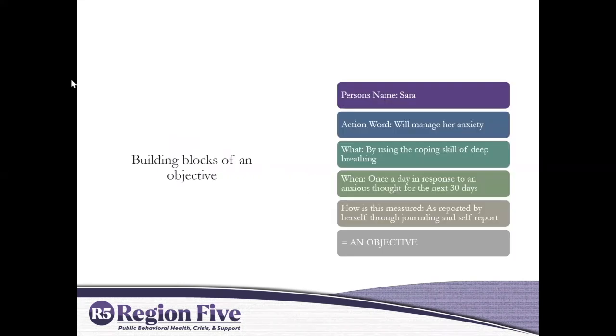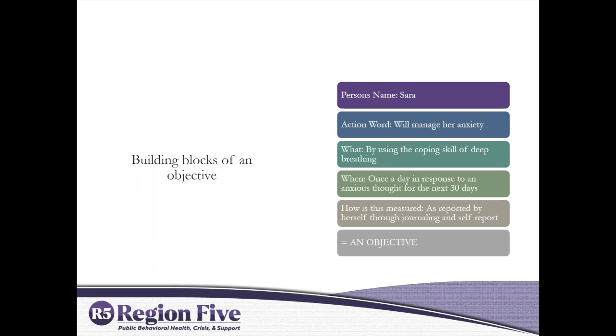So the building blocks of an objective, I kind of broke it down like this because I thought it was easier to visualize. We want to have the person's name. This is a person-centered treatment plan. These are individualized. The use of the term client can be used, as some practices do. You can also use the name to individualize it. So in this instance, Sarah, using those action words, will or want, will manage her anxiety because that's what she would like to work towards. What? By using the coping skill of deep breathing.